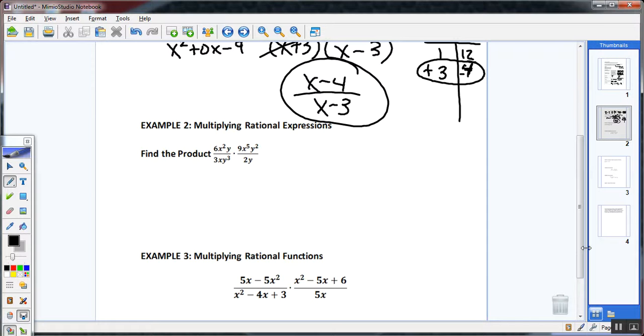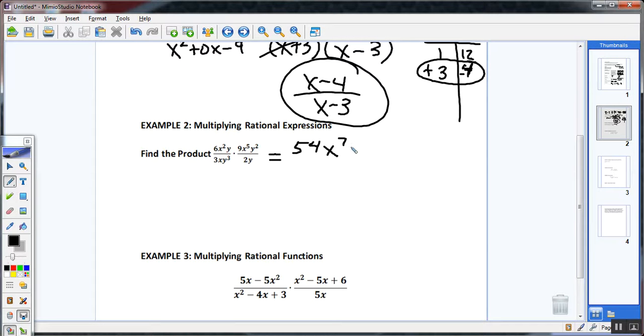Hey, basketball aside. When you multiply fractions, kids, you multiply the tops and you multiply the bottoms together. So let's talk here. Guys, I have a coefficient 6 and 9 right here. What's 6 times 9 going to be? 54. Okay. And how about your x's? X to the second, x to the fifth. What would that be? X to the 7th.